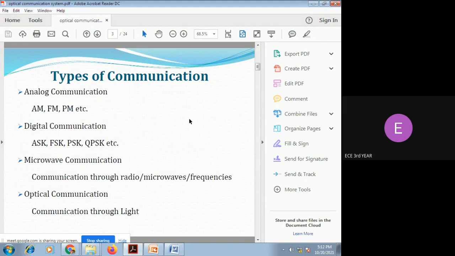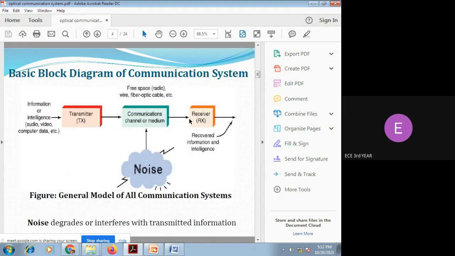Third one is microwave communication. It is a high frequency communication. It is communication through radio microwave frequencies. So it is microwave communication. It is using a high frequency band. Last one is optical communication, exchanging the information from one place to another place through the light signal. It is called optical communication.